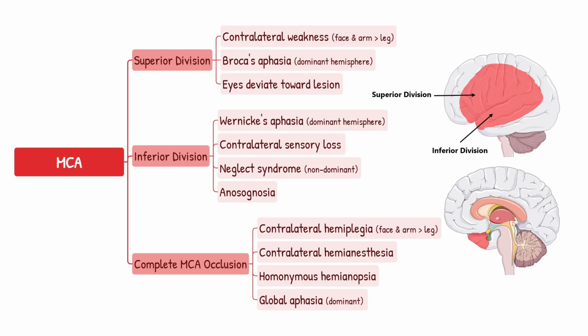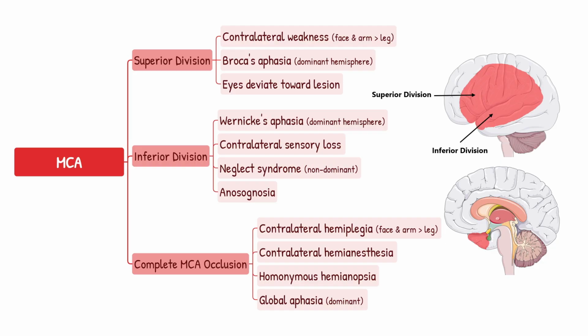The inferior division presents differently. If the dominant hemisphere is affected, you'll see Wernicke's aphasia. There's contralateral sensory loss. In non-dominant hemisphere lesions, you'll see neglect syndrome and anosognosia, which is unawareness of the deficit.